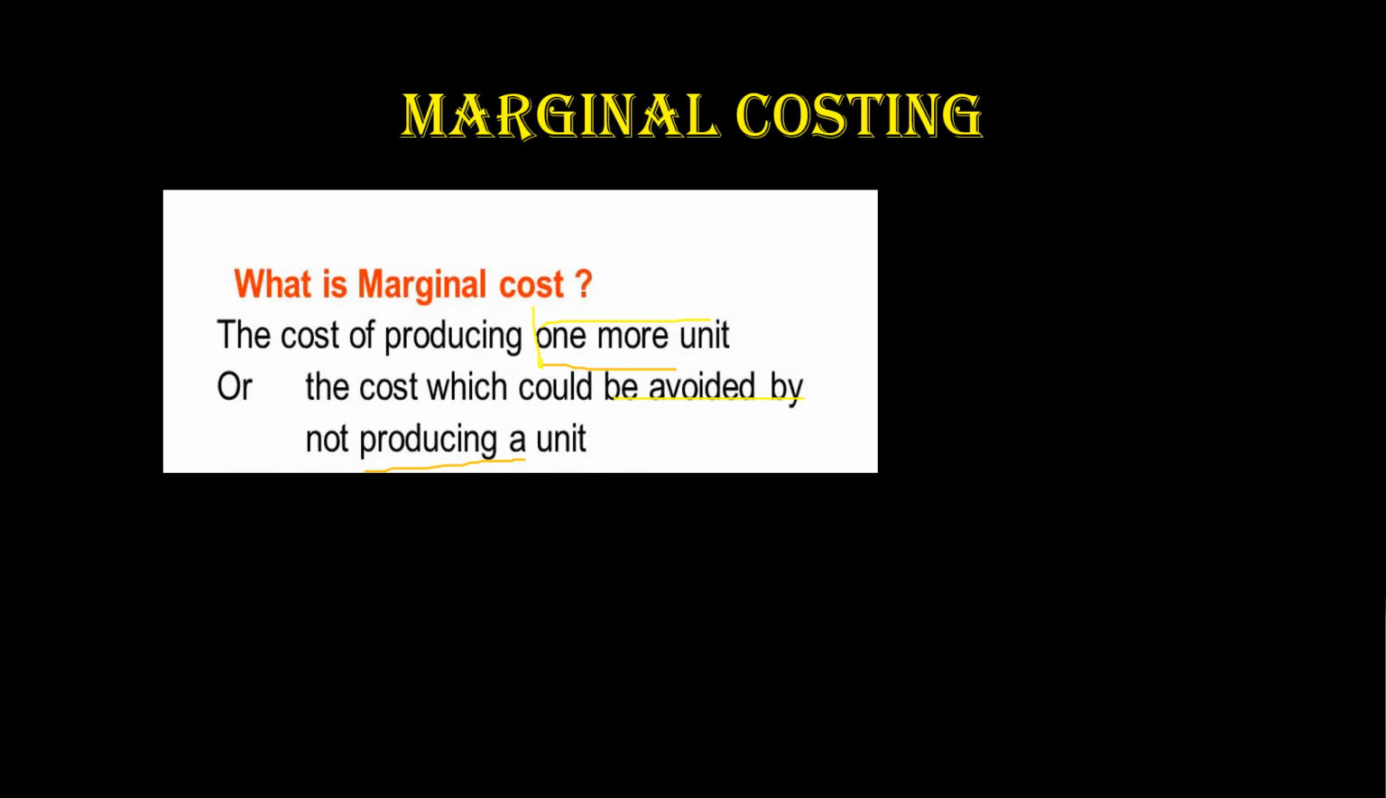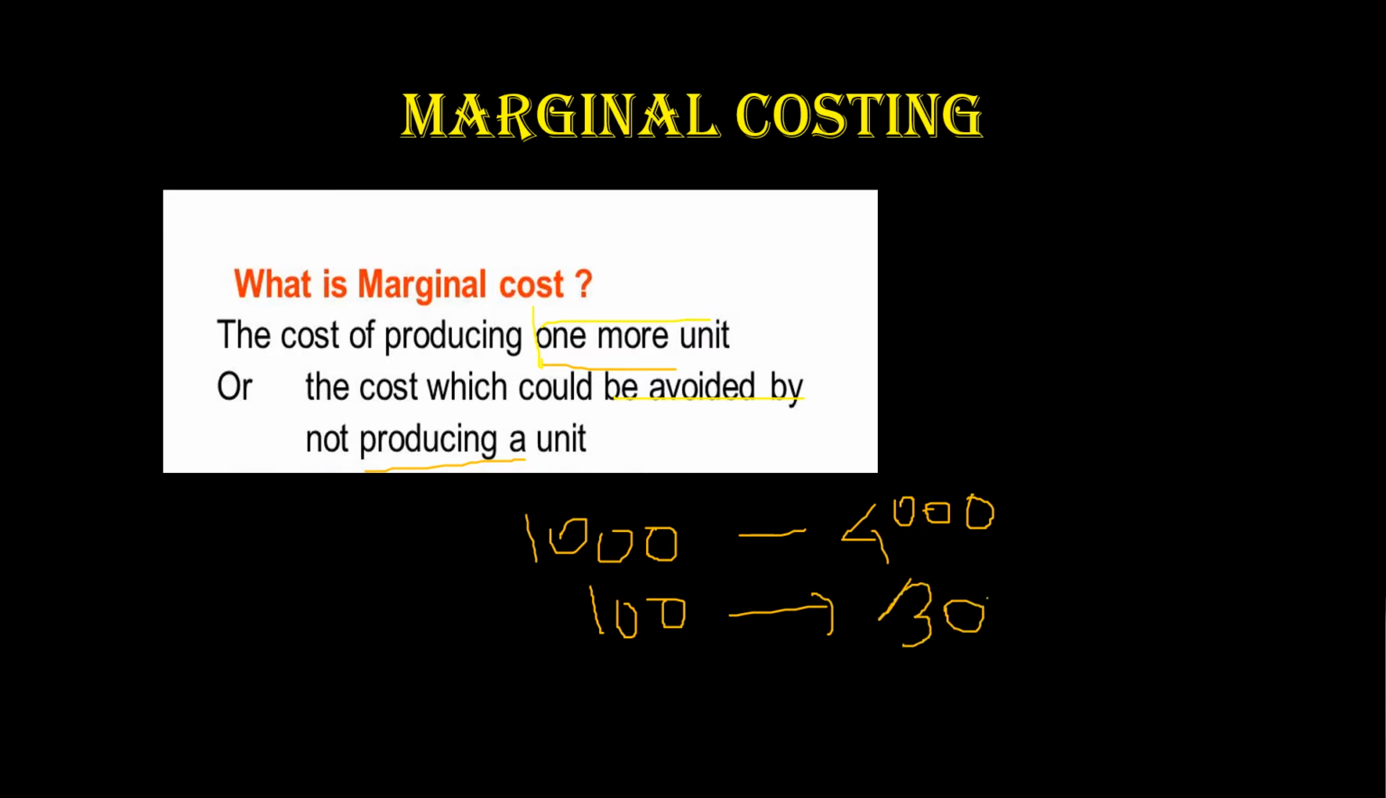If your normal production is 1000 units and for producing these 1000 units you will be spending some 4000 rupees. You decided to add 100 units to your production, and for this 100 units the cost is 300. So your total cost is 4300 and the total units is 1100. So going by the first point, that is the cost of producing one more unit, here the additional unit is 100 units. So the cost of producing these 100 units is 300 rupees.